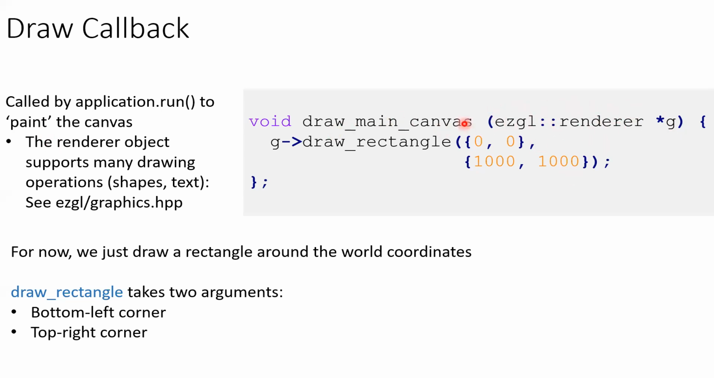And the draw canvas function will have the renderer pointer. And using g.drawRectangle, we'll draw a rectangle onto the canvas. And for now, we're just having a main canvas and we are drawing a rectangle around it. And rectangles often just take two arguments, the bottom left corner and the top right corner.